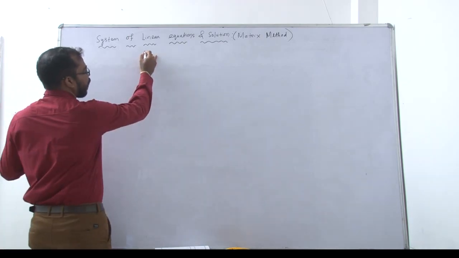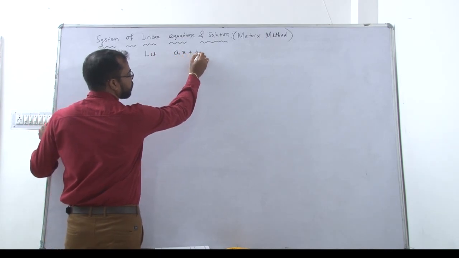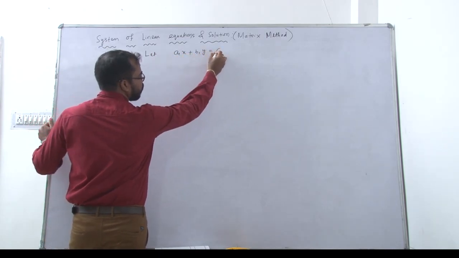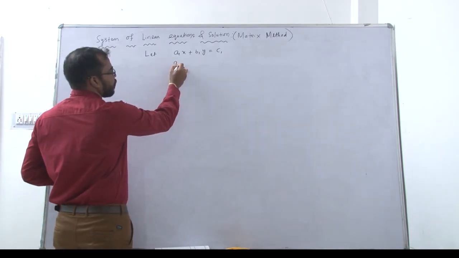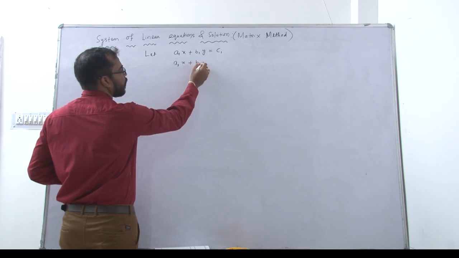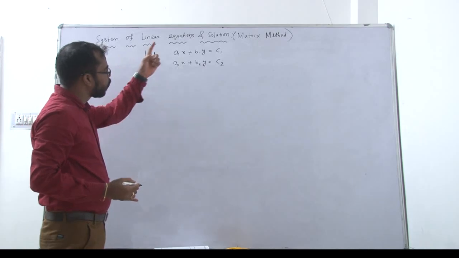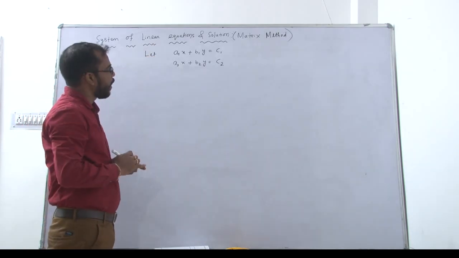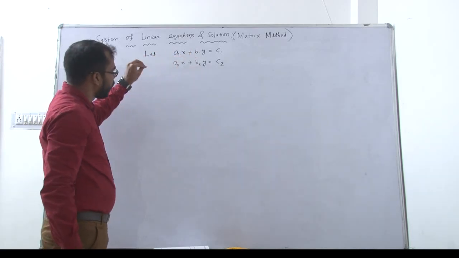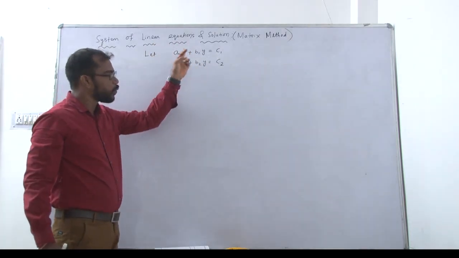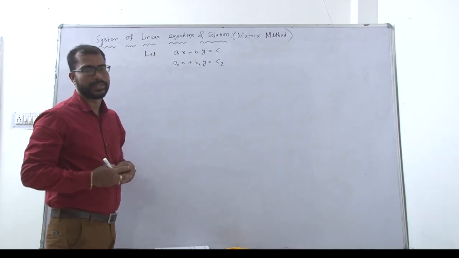Suppose a1x plus b1y is equal to c1, and another equation, suppose a2x plus b2y is equal to c2. So we take two linear equations having two variables, that is x and y. Now the two equations have to be represented in matrix form.